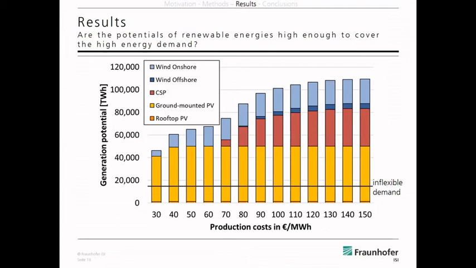Yeah, the thing is that the location of the CSP potentials is not, for the limited grid scenario, a good location, because it's in the north of China. So it's the same problem with ground-mounted PV with a limited grid scenario. So that's why it goes to wind offshore, because the wind offshore potentials are near the load centers, and it does not have the disadvantage of having to expand the electricity grid. So it's just a question of where the potentials are.